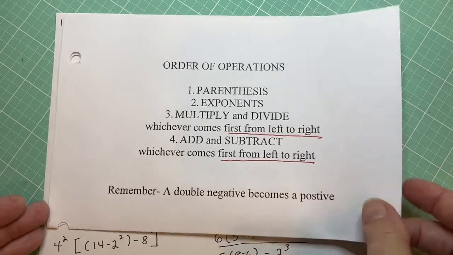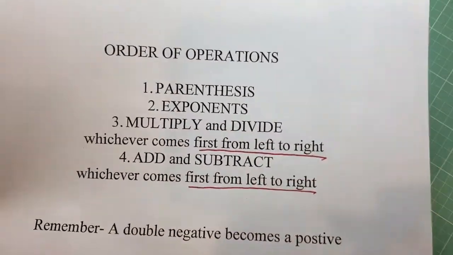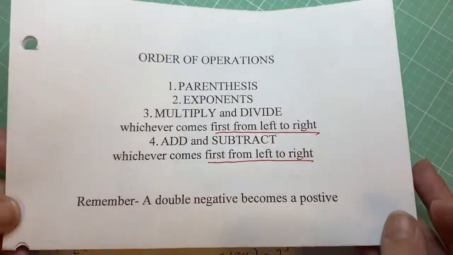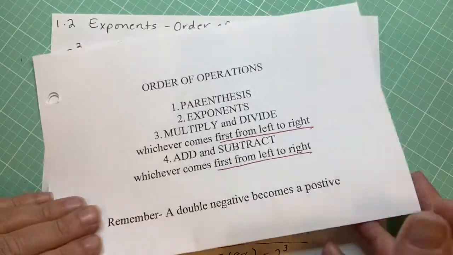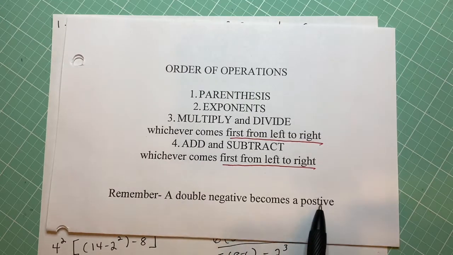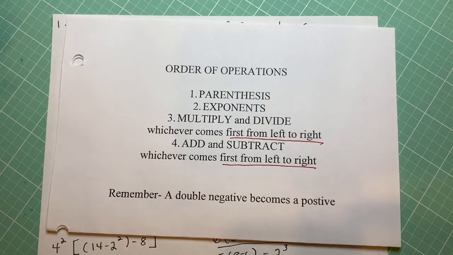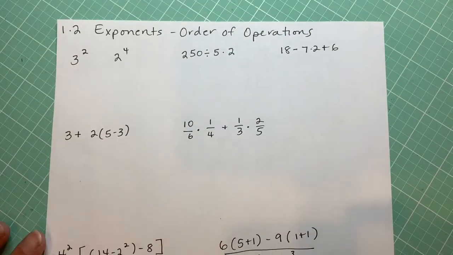Now this note sheet that I'm showing you, you can download off Blackboard. If you're face-to-face, I'll hand it to you. But this note sheet is on your Blackboard, so you can download it to have it on your desk. There's some notes for tomorrow on the other side, but we're just looking at the first part today. And then the other note from today is to remember that a double negative becomes a positive, and I'll show you in an example where that comes up. So let's look at some examples.